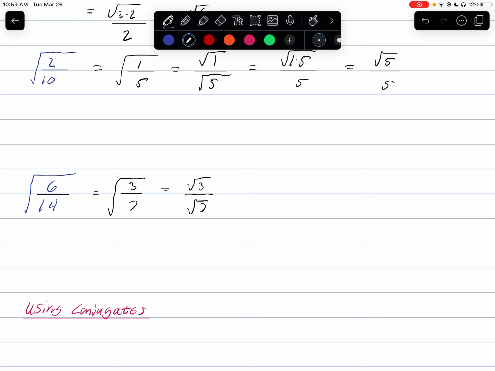And now we can use our rule, and we can get the square root of a times b over b. So the square root of 3 times 7 over 7, and we get the square root of 21 over 7.